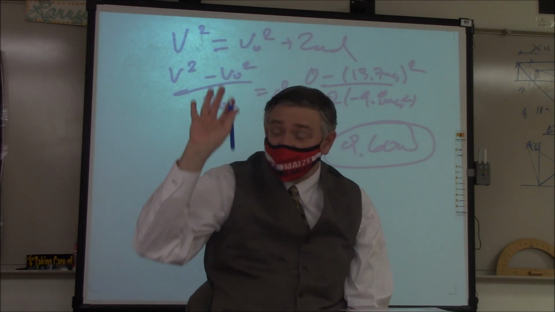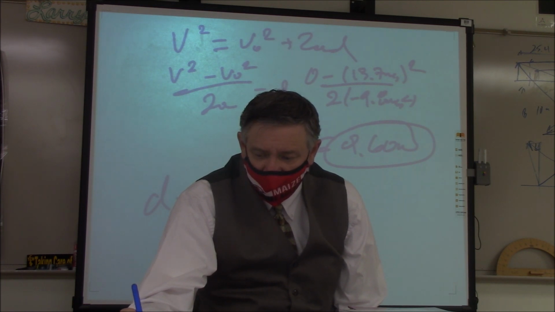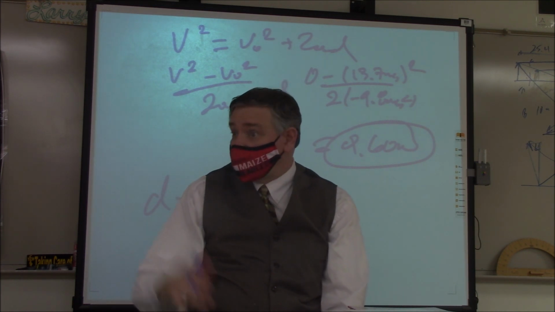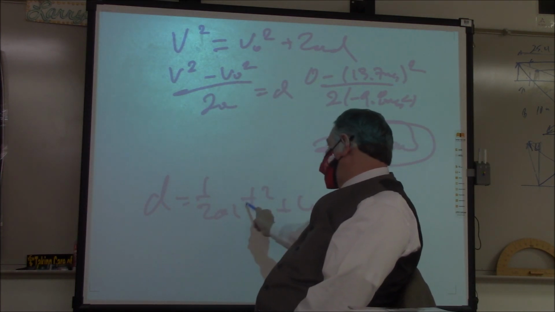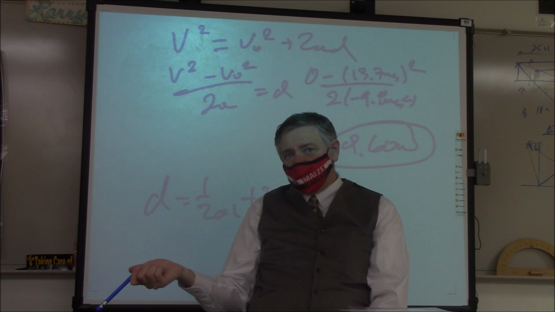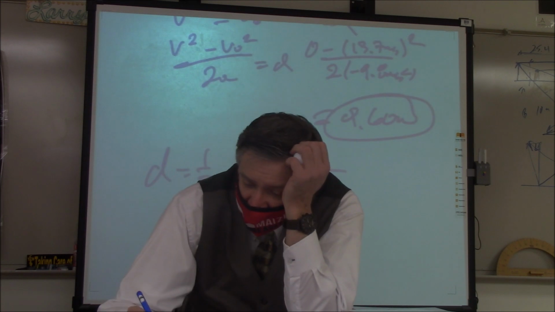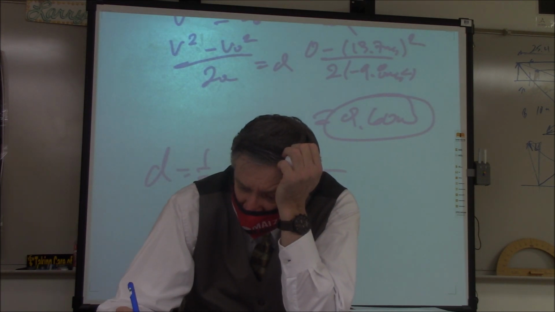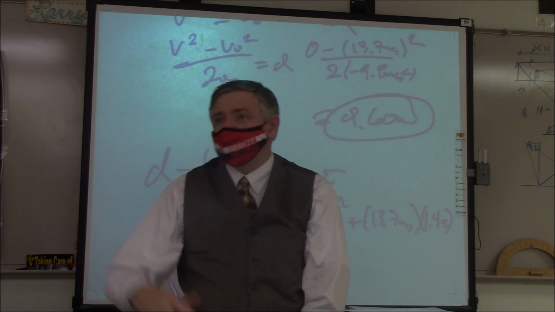Now, there's a third way that you could do it. You could use distance equals 1/2 at squared plus v naught time. Here's the question. What value of time are you going to put in here to find the maximum height? Are you going to put in 1.4 or 2.8? 1.4, because that's when it's going to be at its maximum height. So you go 1/2 times negative 9.8 meters per second squared times 1.4 seconds squared plus 13.7 meters per second times 1.4 seconds. You could do that.